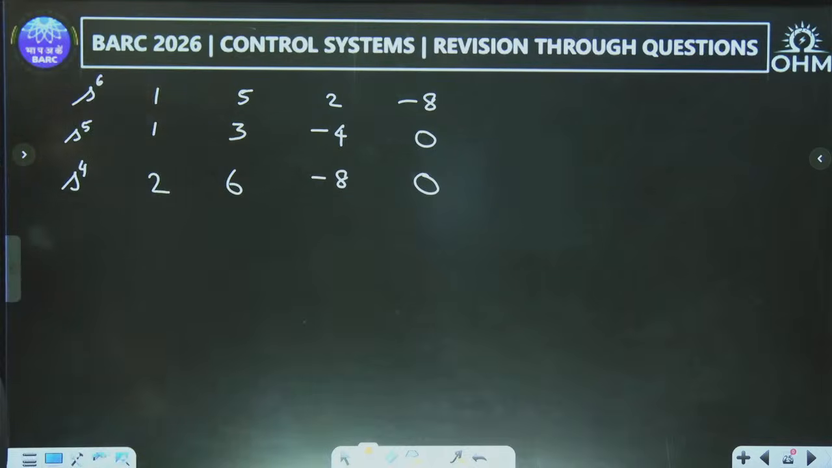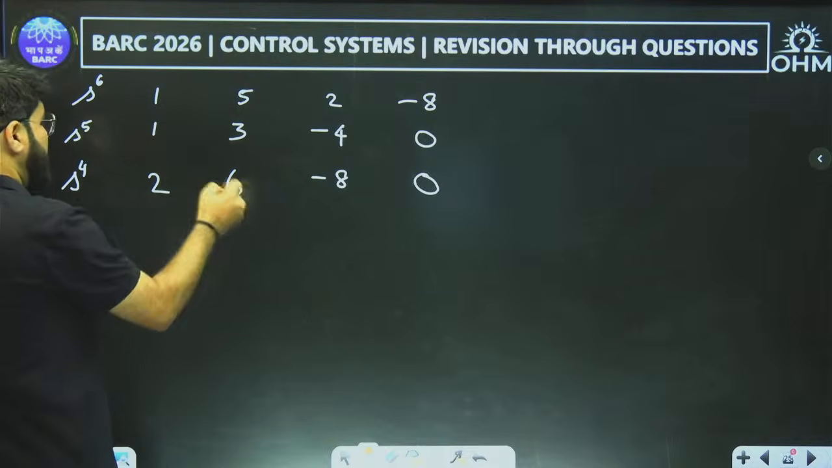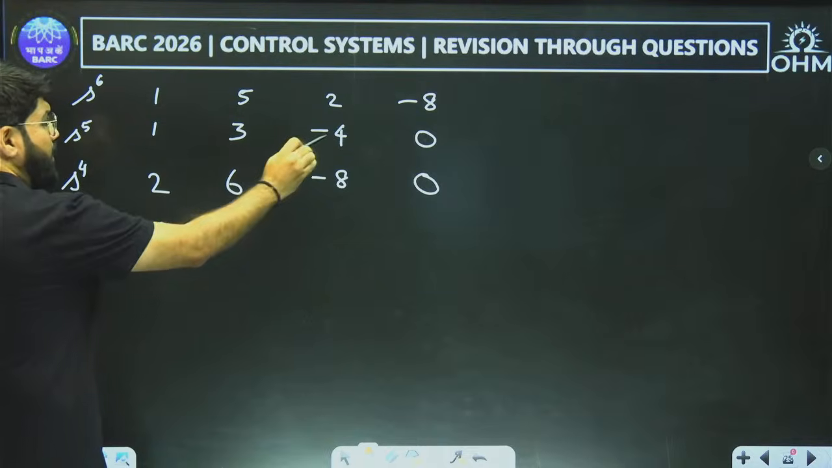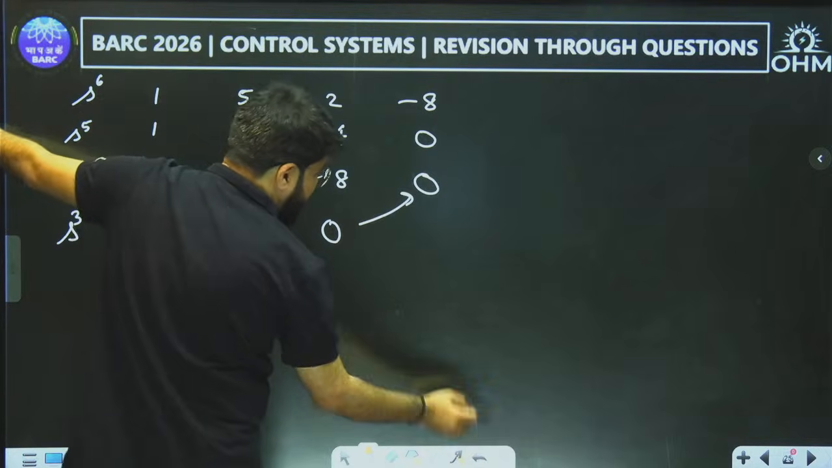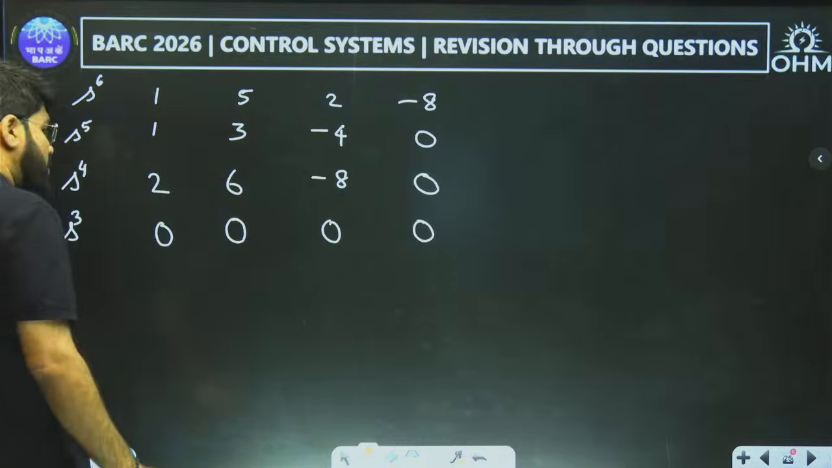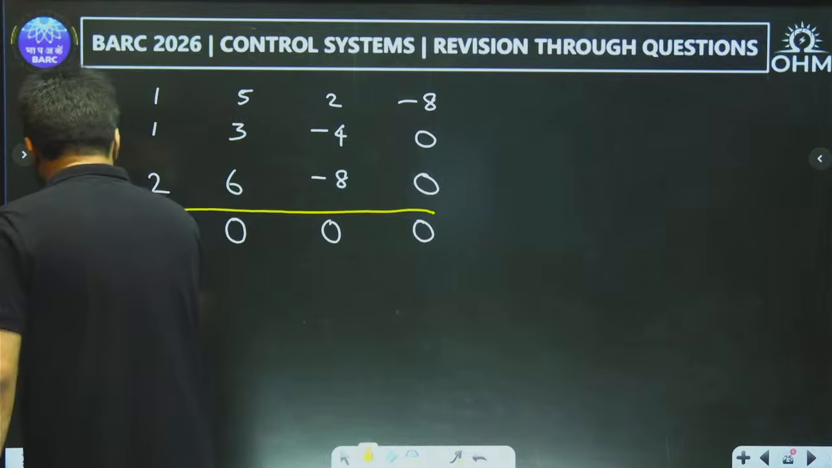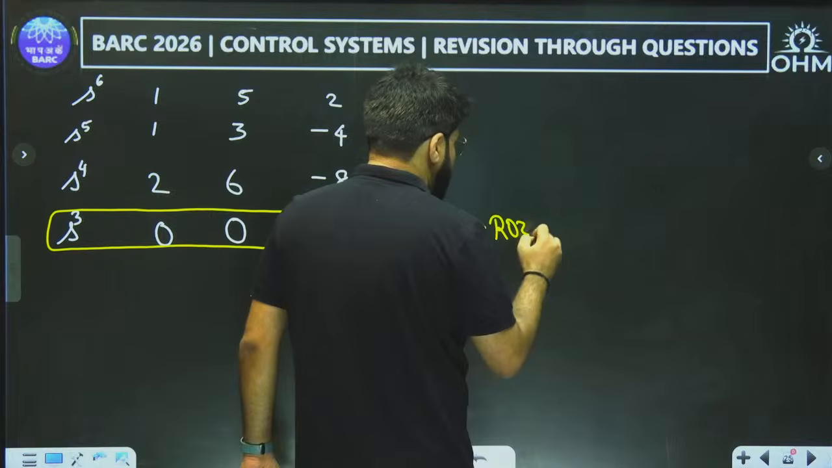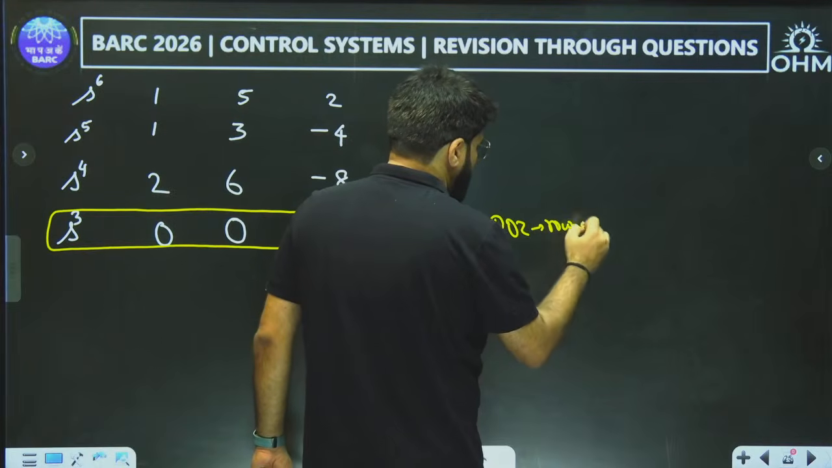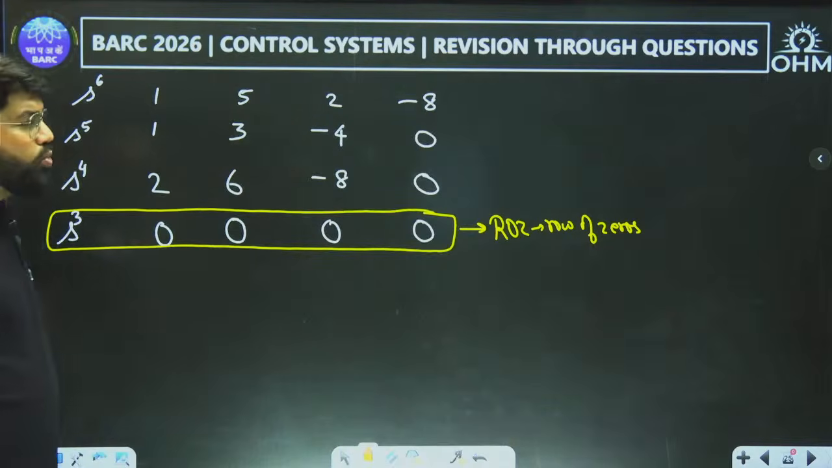Then S raised to the power 3. What is there in the S power 3 row? 2, 3, 6, minus 6, 0. 2 into minus 4, minus 8, minus of minus 8, again 0. Now this will be 0 because the next column is 0 and the last element anyway is 0. And that is what I mean by a row of zeros. This is what I mean by ROZ, known as row of zeros.